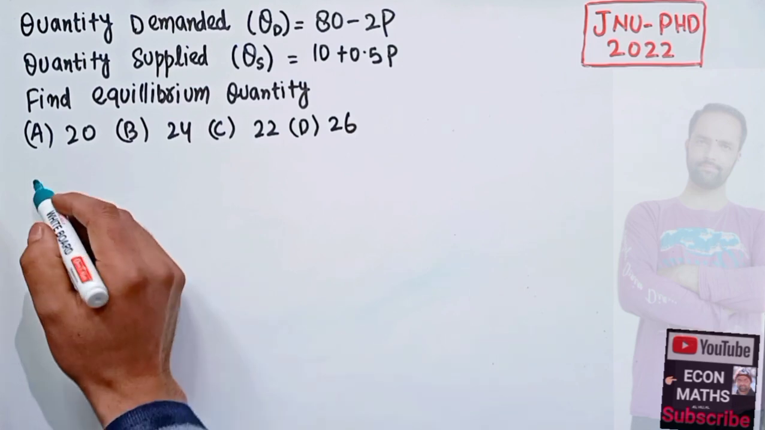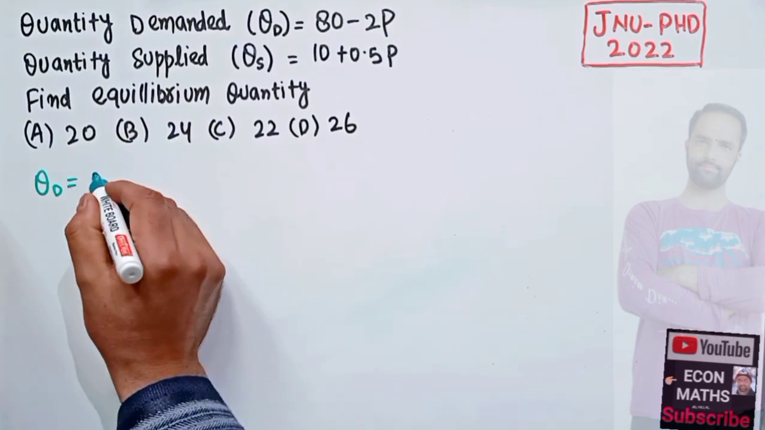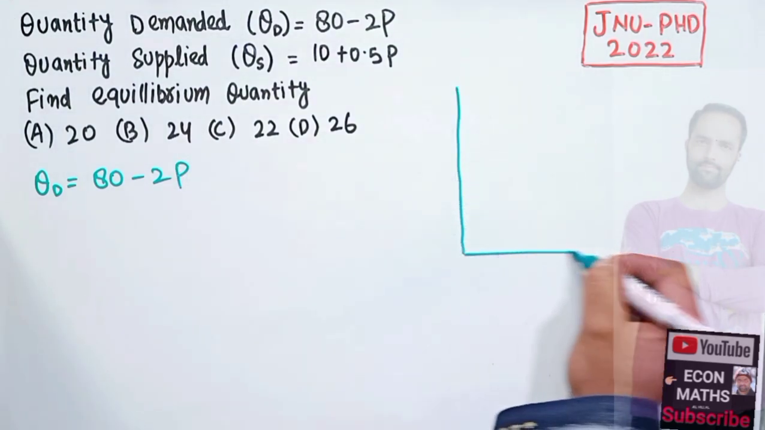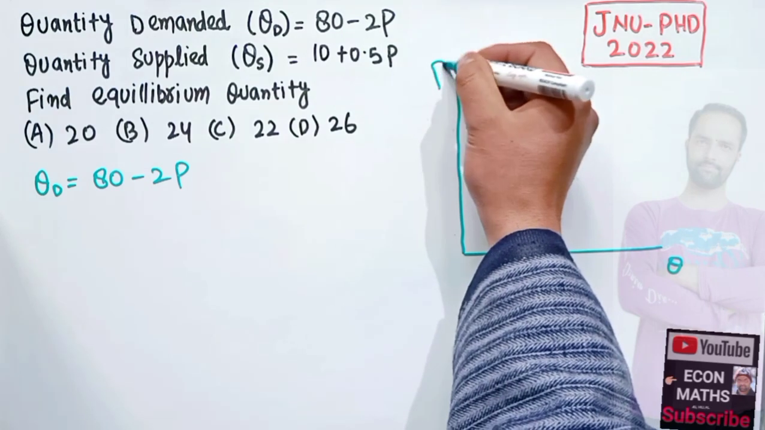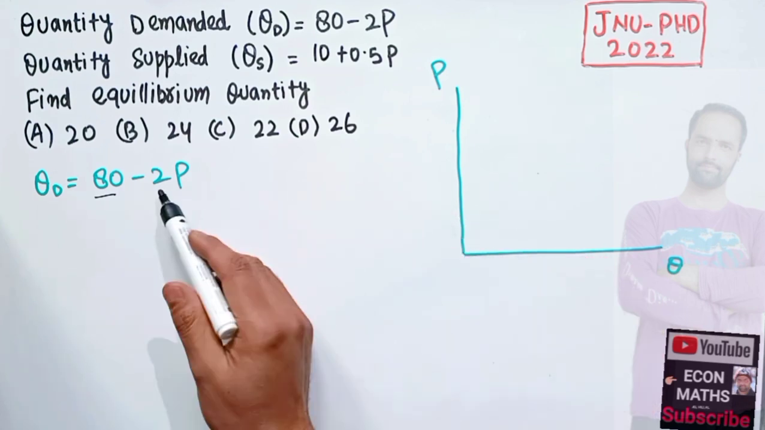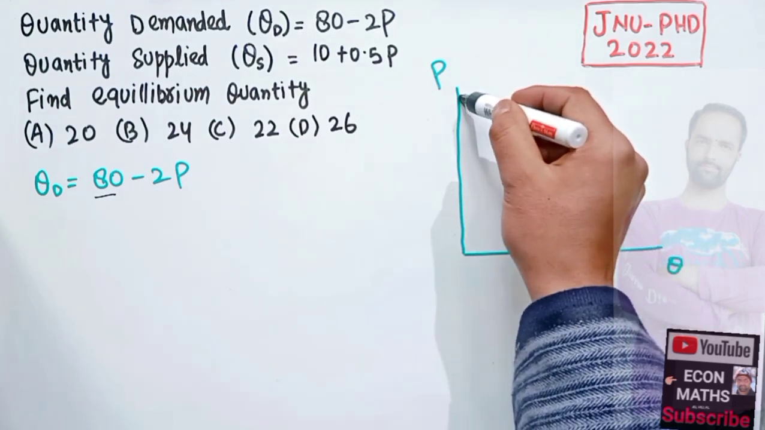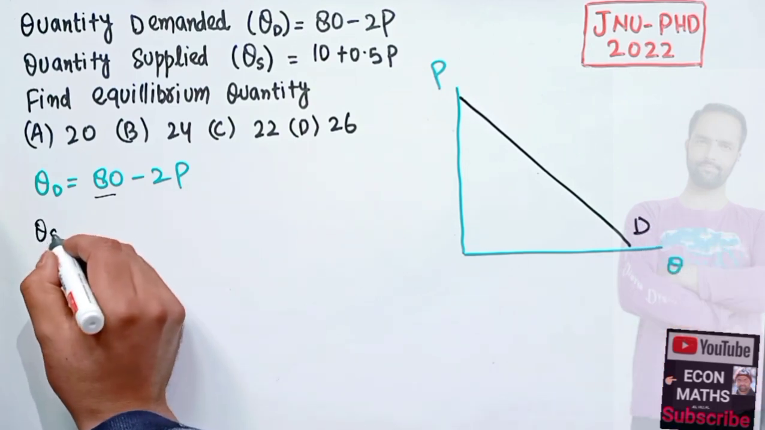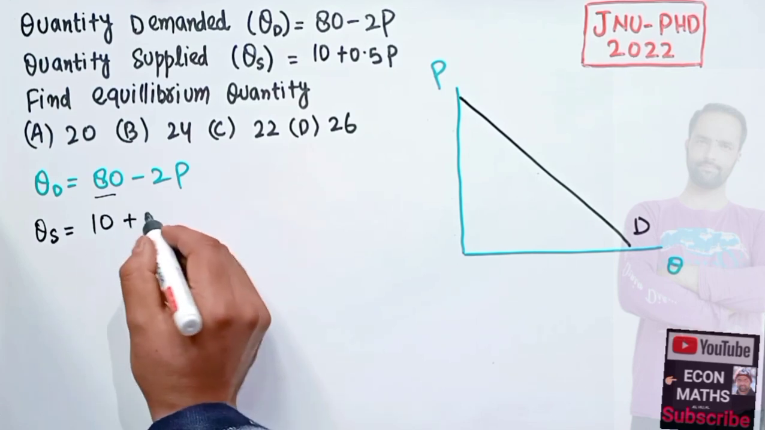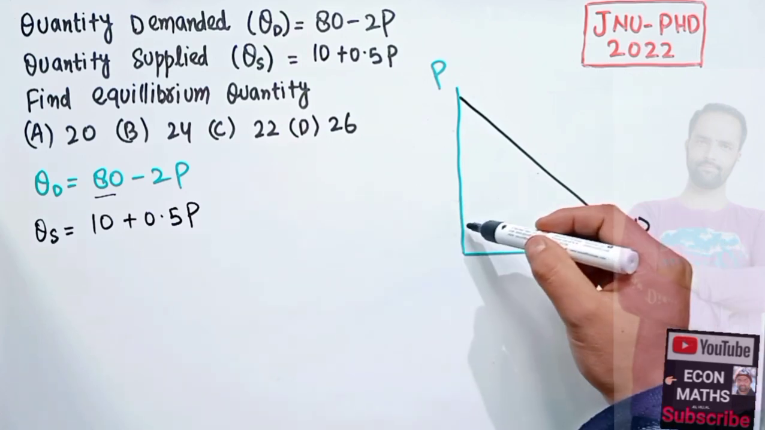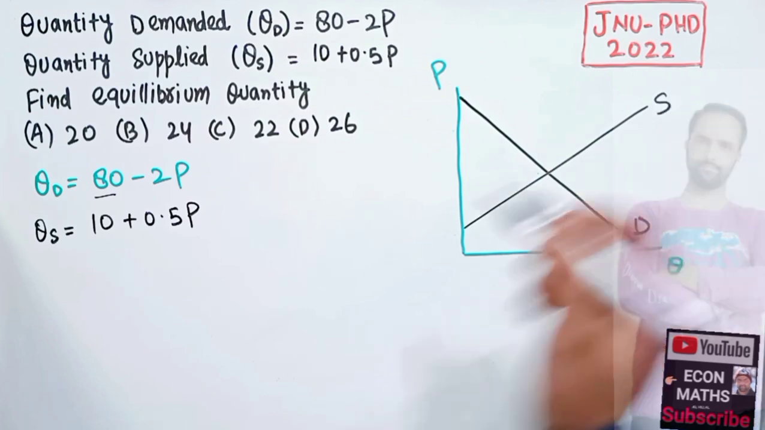Okay, so the quantity demanded function is given as 80 minus 2p. On the graph it will look like this. We have quantity on one side and price on the horizontal side. The price intercept is 80 and it has a negative slope. This is our demand function, and quantity supplied is given as 10 plus 0.5p. It has a positive slope, and let us draw it here. So this is the supply function.